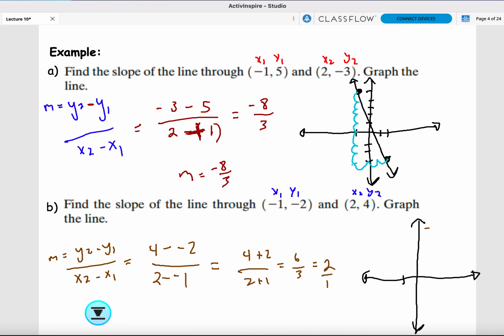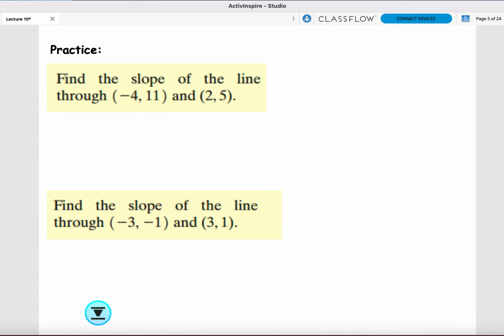So it'll be negative 1, negative 1, negative 2 right here. That'll be positive 1, 2, 1, 2, 3, 4 right here. And then there you go. So don't overthink this component, guys. It's not that tricky as it seems. Pretty straightforward. I want you to go ahead and try that here with these practice slopes.